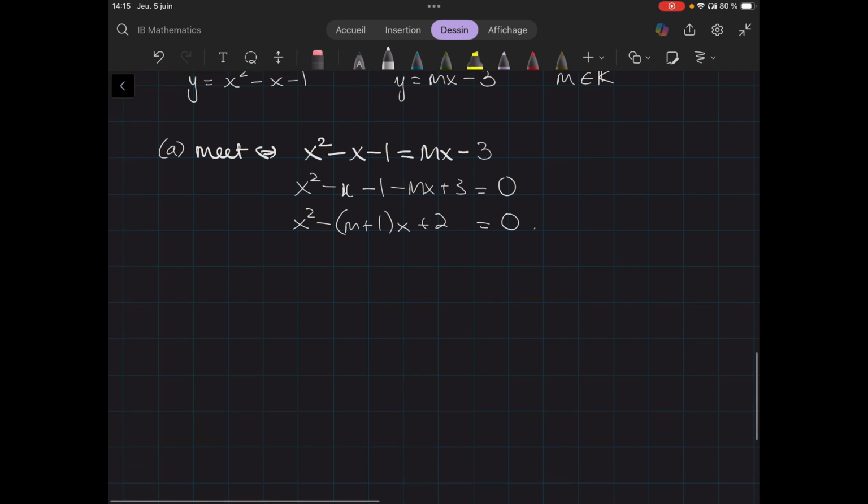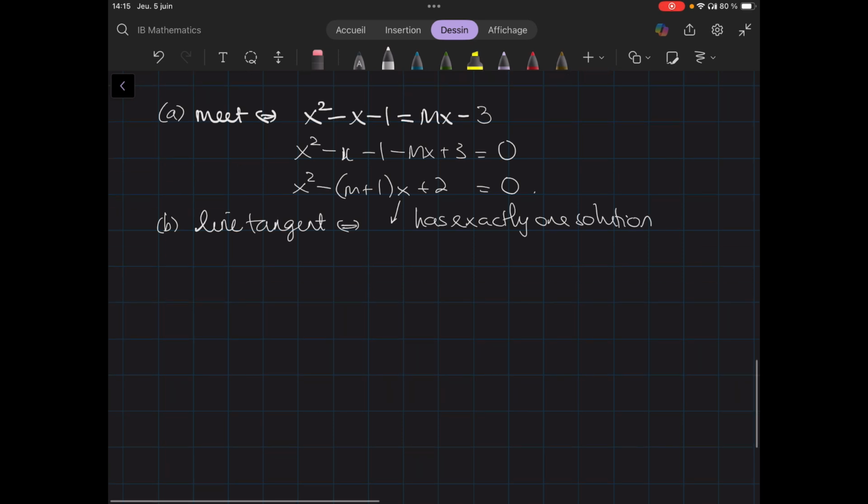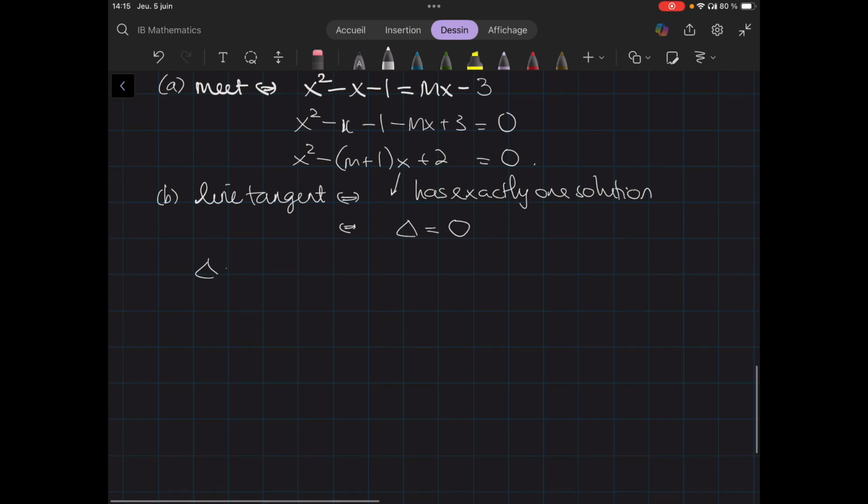Easy peasy. Part B. Hence, find the values of m where the line is tangent to the curve. So the line is tangent to the curve if and only if this equation right here has exactly one solution. It has one solution if and only if delta is equal to 0. So delta is equal to b squared minus 4ac, and we have to set it equal to 0.